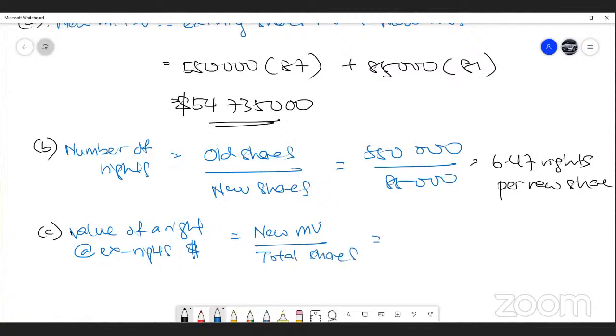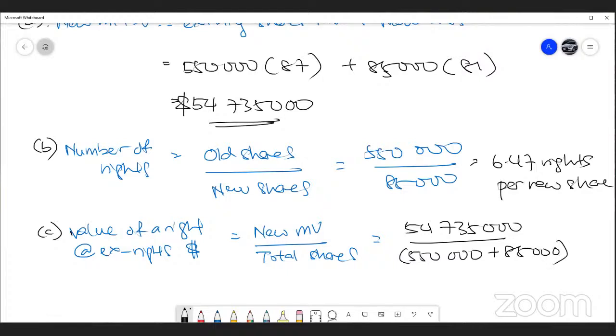So the new market value now is 54,735,000. Now your number of shares is 550,000 plus another 85,000. So this is a new set of shares. Now you're going to find the new overall value of all these shares. Because you have 550,000 shares sold at 87, another 85,000 new shares sold at 81. Different price, right? So on average, each share costs how much? You're finding the value of each share after issuing the new shares. So you manage to get each share at a market value of $86.20.